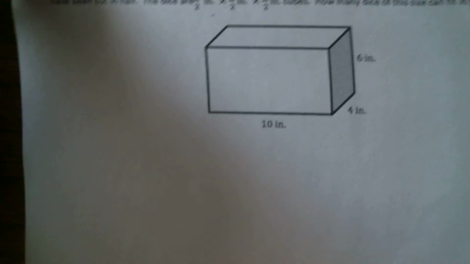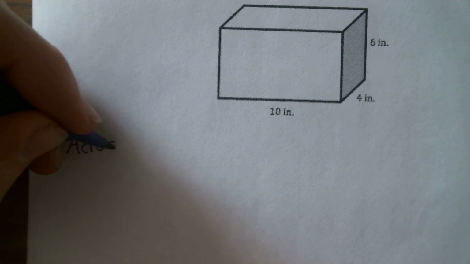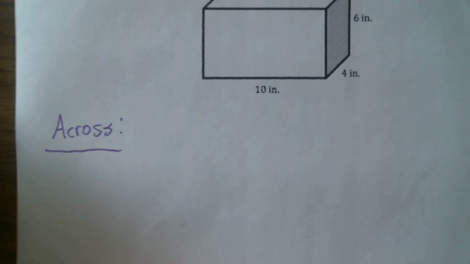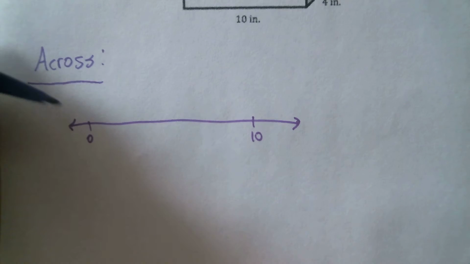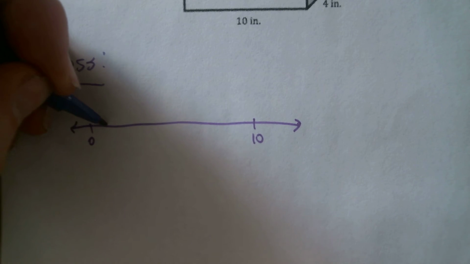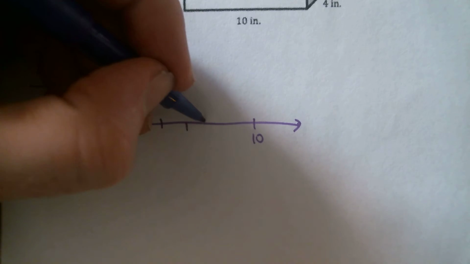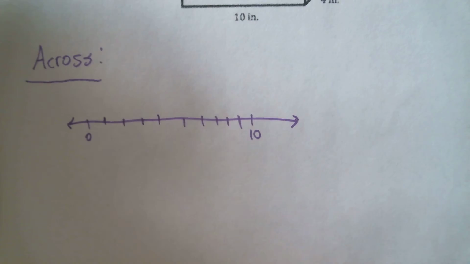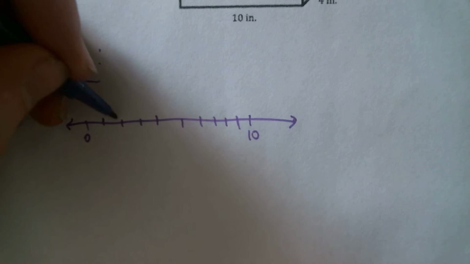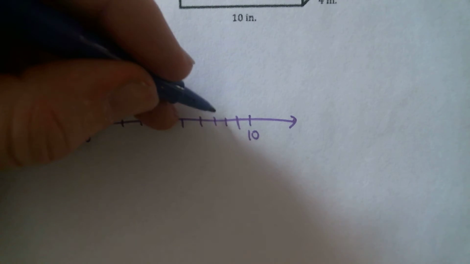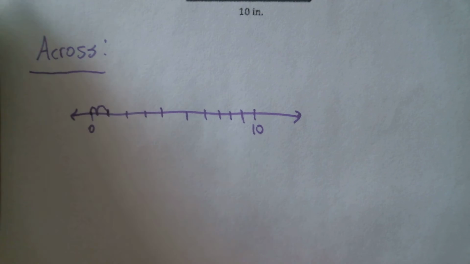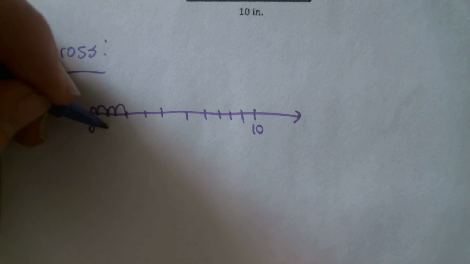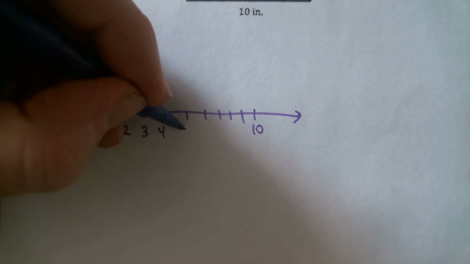Okay, well that totally changes this. Now let's think across here. If I think across, I have 10 inches across, 0 all the way to 10. Now instead of 1s, it's going to be halves. If we did 1s, obviously there's 10, because it's 1, 2, 3, 4, 5, 6, 7, 8, 9, 10. But we're doing half units now. So that means it's 1, 2, 3, 4. So again, 1, 2, 3. Here's my whole number markings.